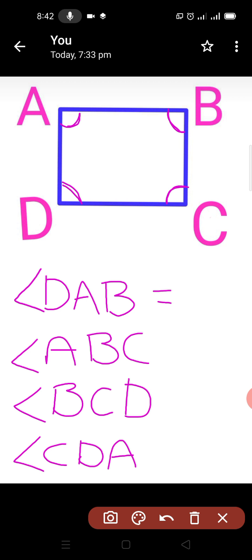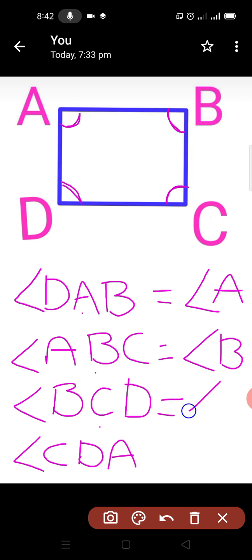So, which is the middle letter here? A. So, this means this is angle A. Here what is the middle letter? B. This denotes angle B. Here middle letter is C. This denotes angle C. And finally this is angle D. So, we can denote angles by a single letter or three letters also. These are the four angles.